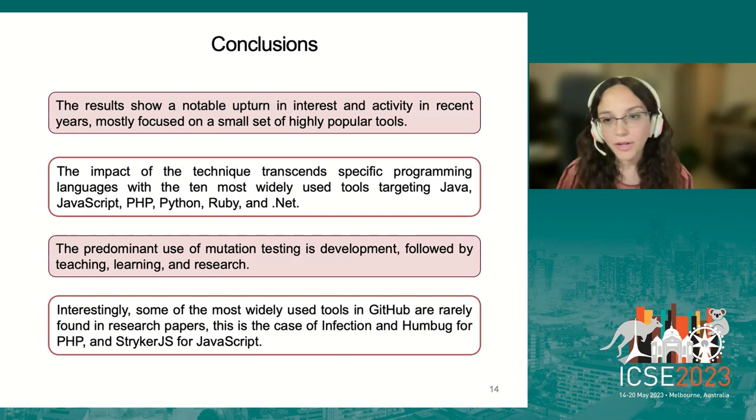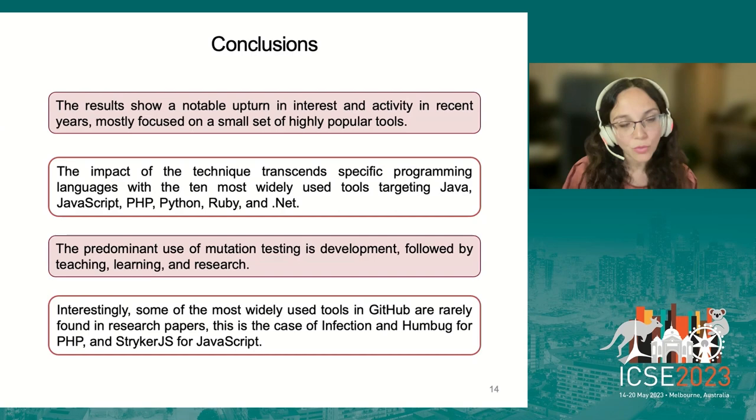Among other many interesting findings, we would like to highlight that some of the most widely used tools in GitHub are rarely found in research papers. This is the case of Infection, HAMBAT, and HAMBAT for PHP, and StrikerJS for JavaScript.